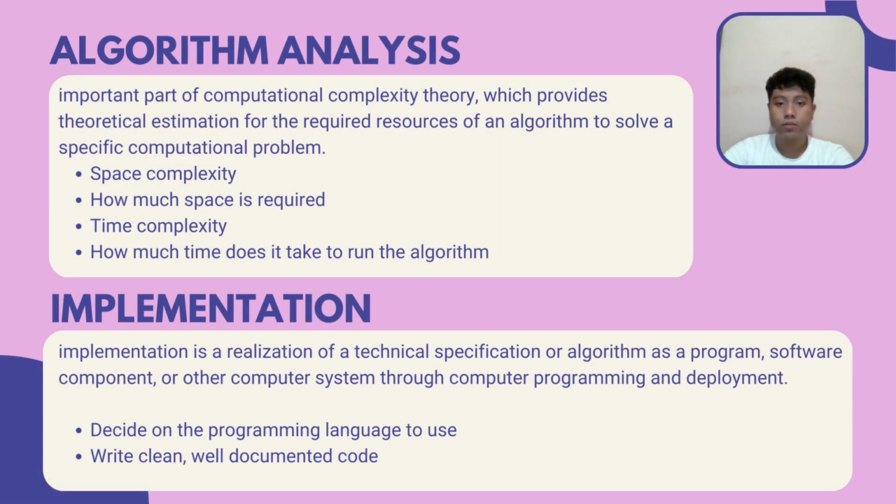Algorithm analysis is an important part of computational complexity theory, which provides theoretical estimation for the required resources of an algorithm to solve a specific computational problem. Space complexity is how much space is required. Time complexity is how much time it takes to run the algorithm.